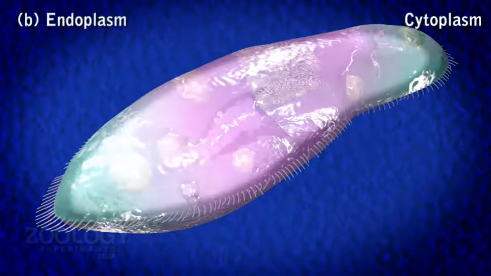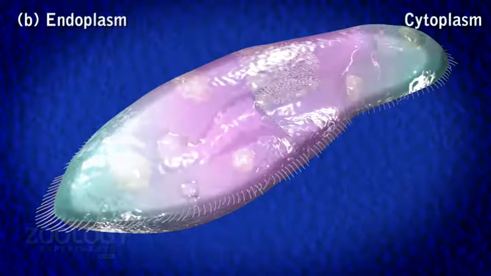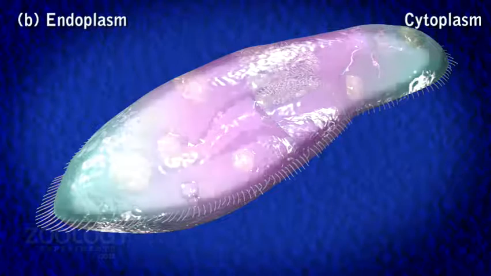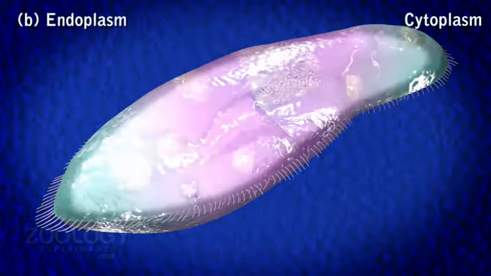Endoplasm. The large central granular and semi-fluid region is the endoplasm. It comprises the usual cell components like mitochondria, Golgi bodies, ribosomes, crystals, reserve food granules, etc. The prominent endoplasmic organelles are nuclei, contractile vacuoles, and food vacuoles.